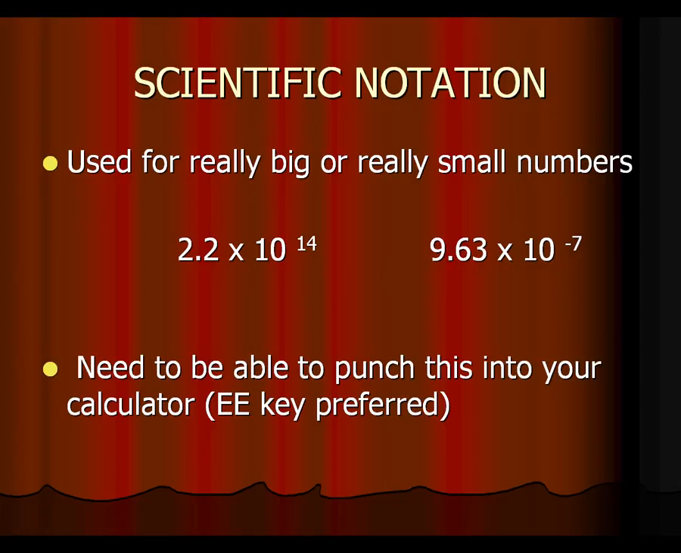Basically, what you need to be able to do is punch scientific notation into your calculator and do calculations with these exponents. Most of you have probably learned to use the caret key, and that works fine, but sometimes that runs into some issues. So the EE key is actually the preferred button on your calculator to punch in scientific notation. Again, you need to be able to punch scientific notation into your calculator. If you don't know how to do that or you want to learn how to use the EE key, let me know and I can show you that very quickly.